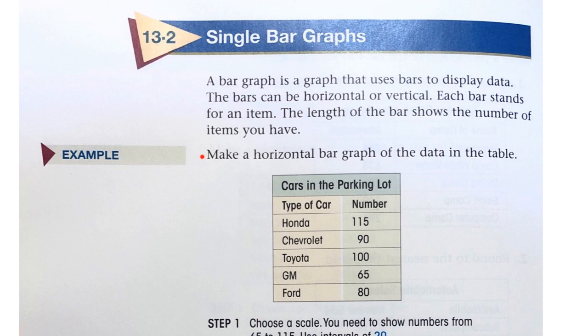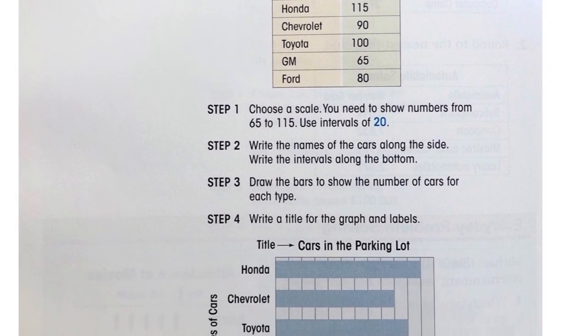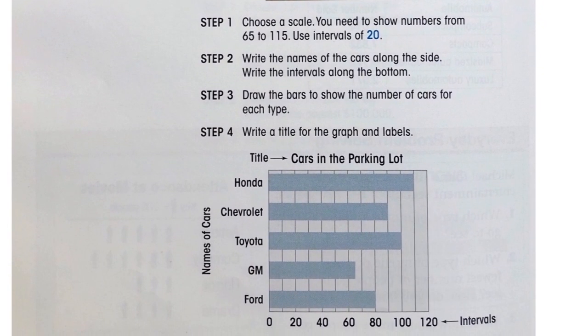For example, make a horizontal bar graph of the data table. Cars in the parking lot. We've got types of cars and the number of those cars. So step one, you have to choose a scale that you want to use. You need to show the numbers from 65 to 115, the lowest to the highest. So maybe we could show intervals of 20.